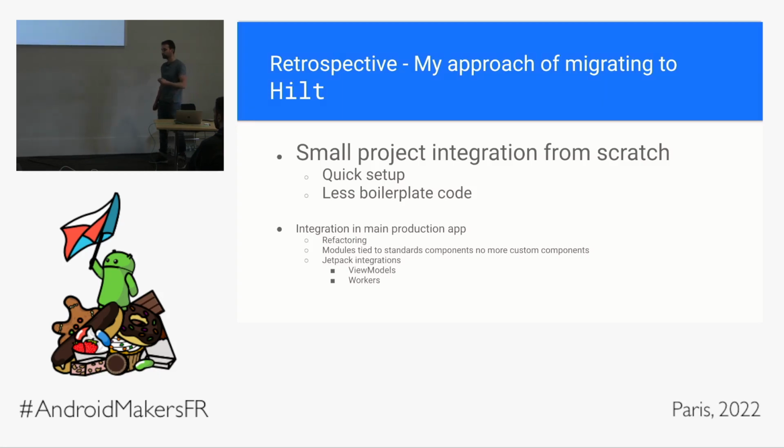And I actually was amazed with how fast the setup was. I mean, it's really straightforward, as I showed you. You just annotate your application class with @HiltAndroidApp, and your component with @AndroidEntryPoint, and that's it, you're ready to go. You can define your factories and modules, and it just works. So it really removes boilerplate code, and to me that was great.